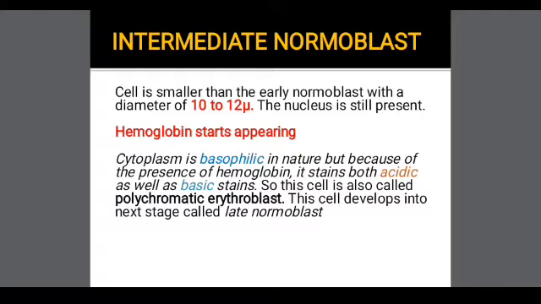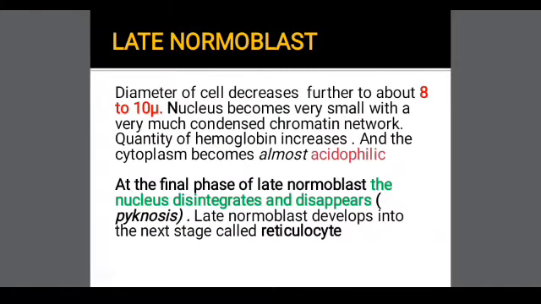Polychromatic erythroblast, because of its diverse staining abilities. It stains both acidic as well as basic. This cell also develops into the next cell stage called late normoblast. Now, in late normoblast, the diameter of the cell decreases further to about 8 to 10 micrometers. The nucleus becomes very small with a very much condensed chromatin network. So the nucleus starts degrading.